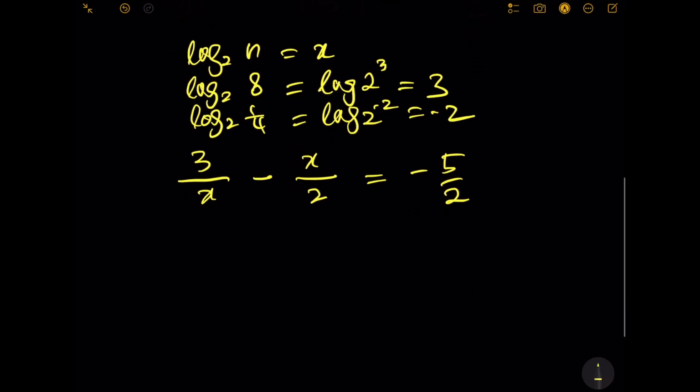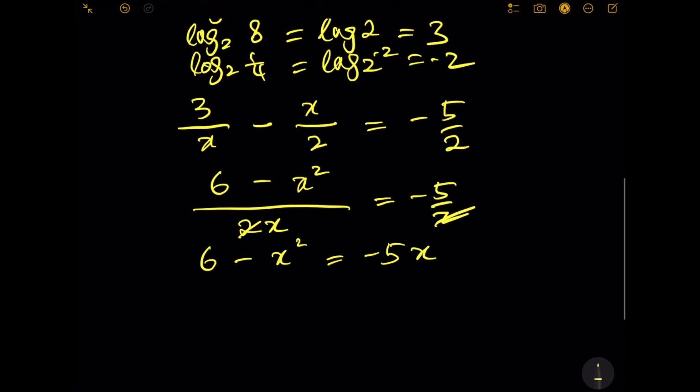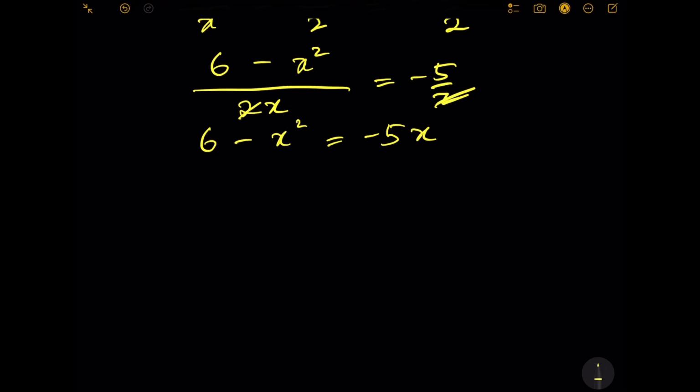Let's factor the left hand side. 2x will be here, and here will be 6 minus x to the power 2. The right hand side is still the same. We can simplify the bottom and then bring the x to the right hand side, which becomes 6 minus x squared equals negative 5x. Rearranging the quadratic equation, we have x squared minus 5x minus 6 equals 0.